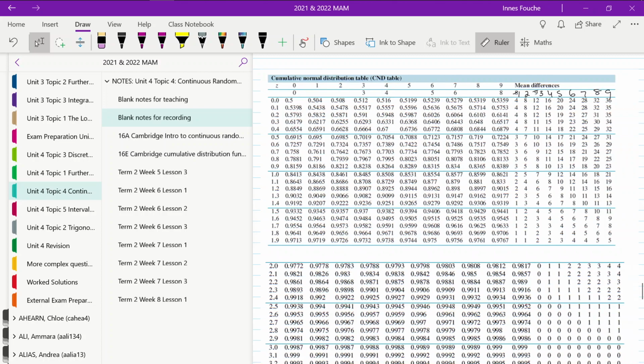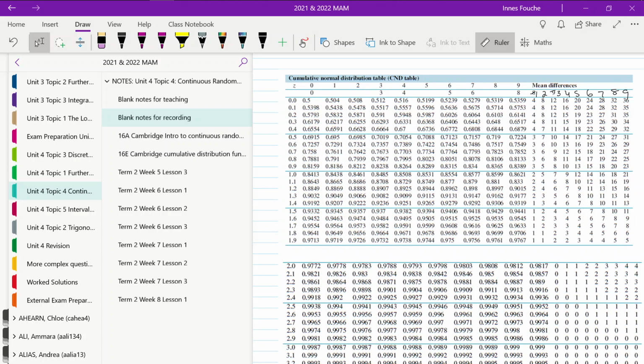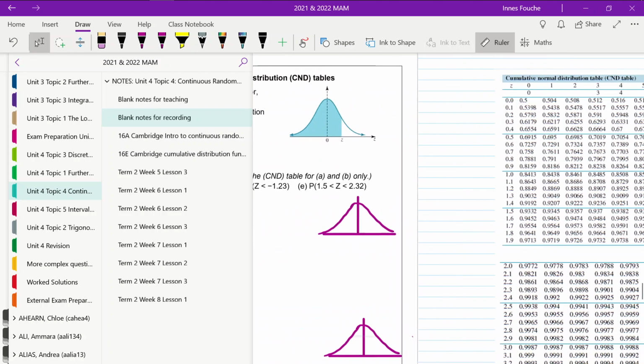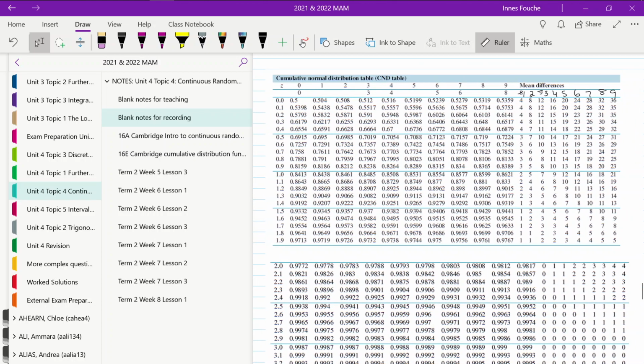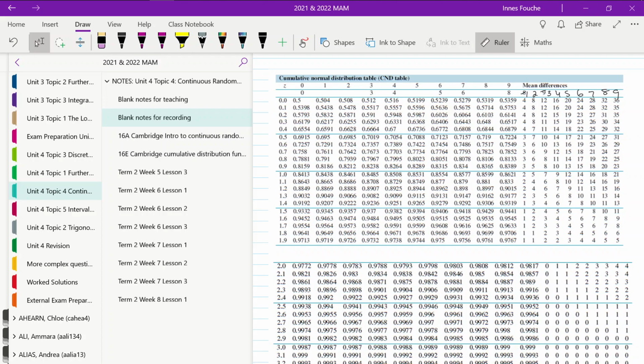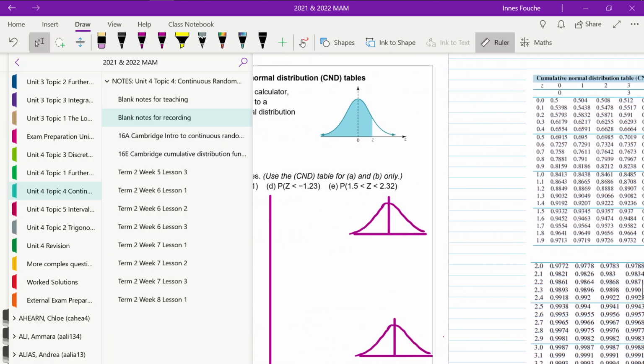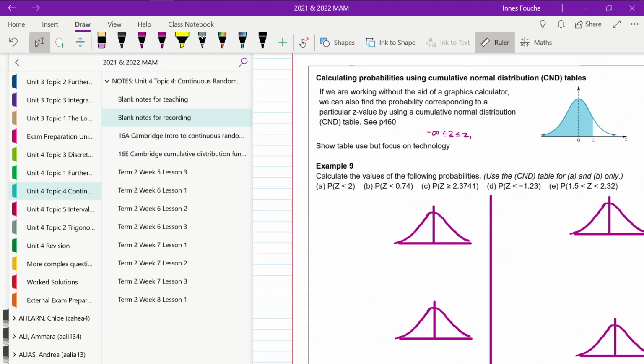Your table in your textbook is on page 460. You need to know how to use it, but we believe it is highly unlikely that you're going to get this in an exam, as every textbook's one is slightly different, and the QCAA hasn't published a standard one for everybody to use. But for this section of work, diagrams are absolutely essential, so you need to be drawing your standard normal distribution and showing your understanding of what the question's asking.